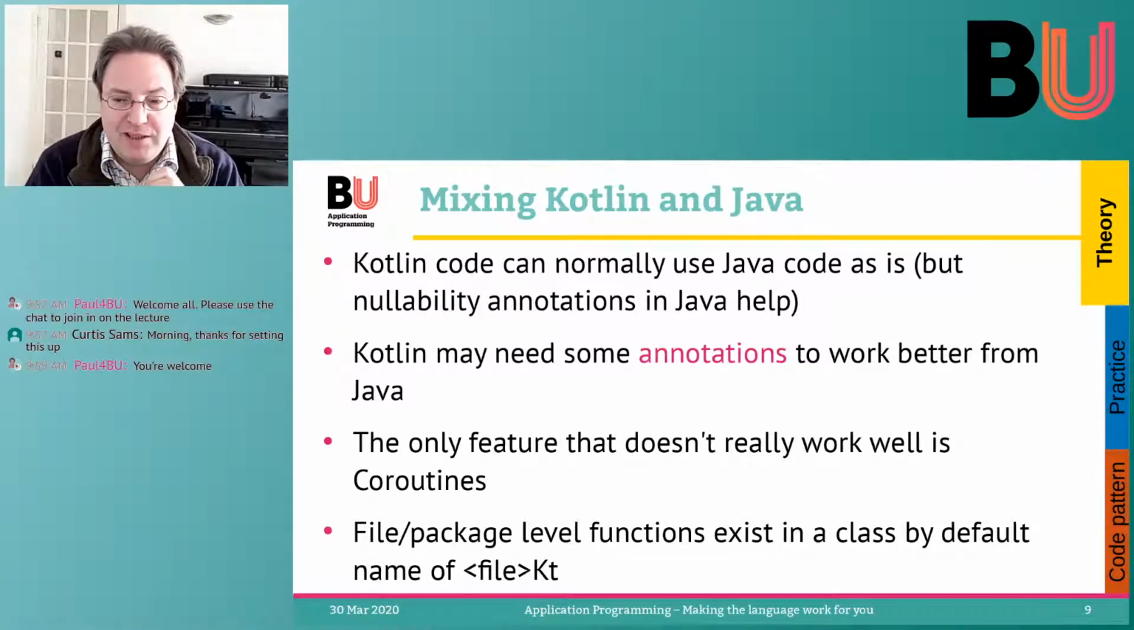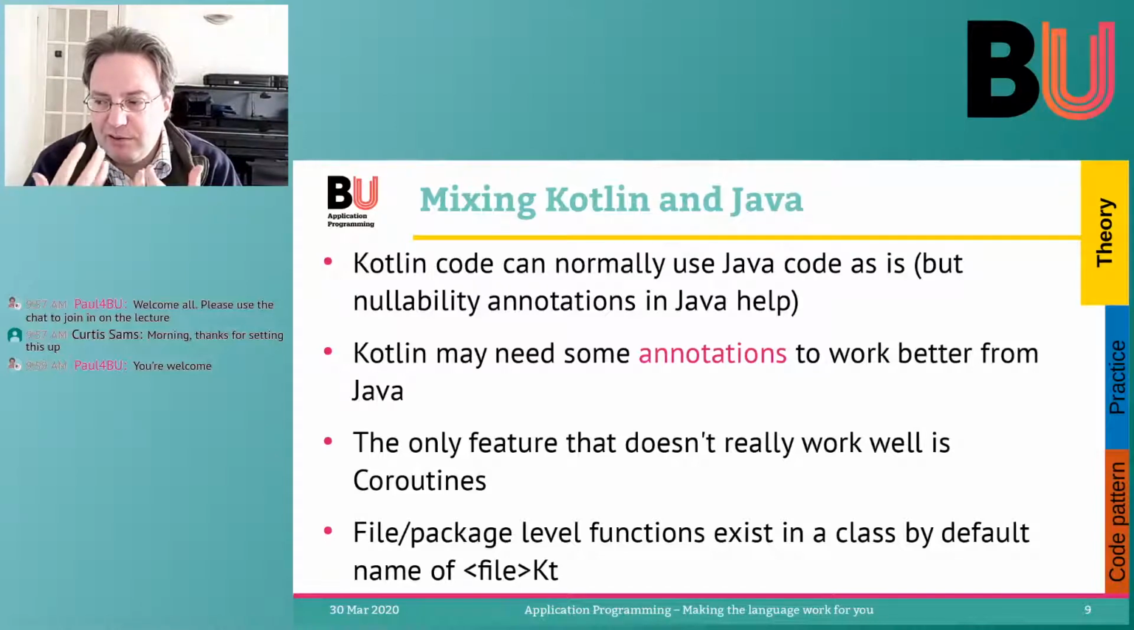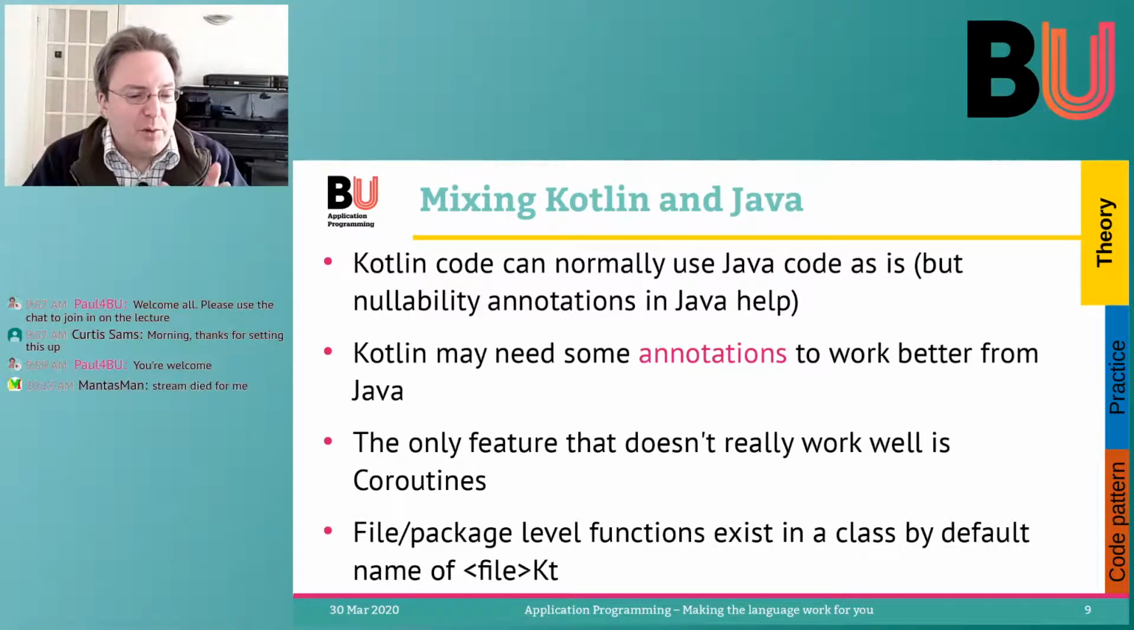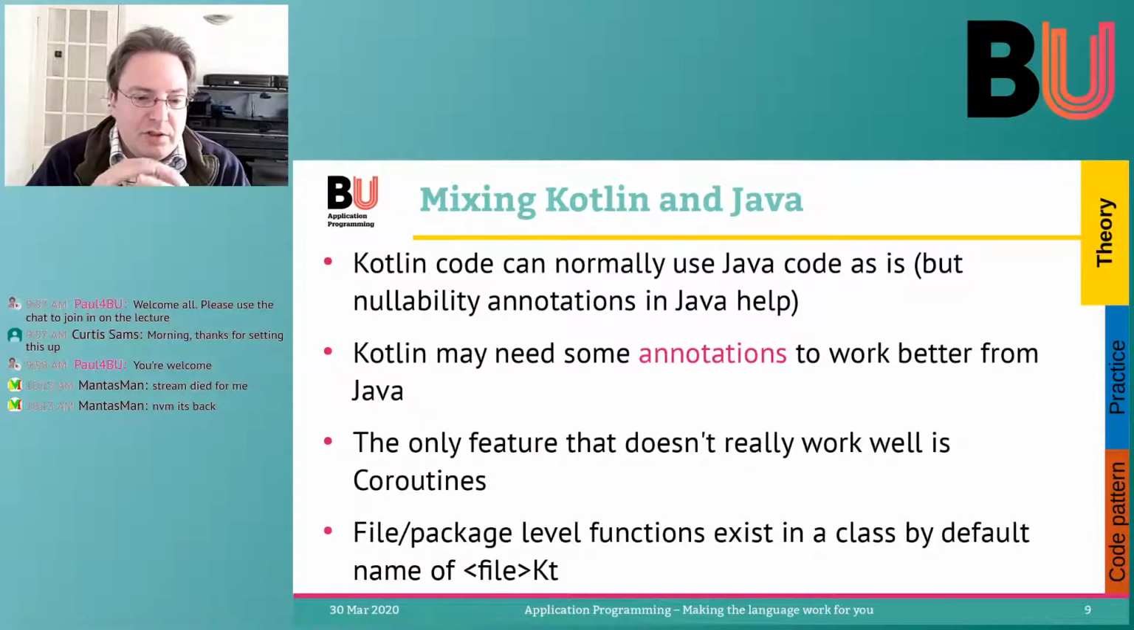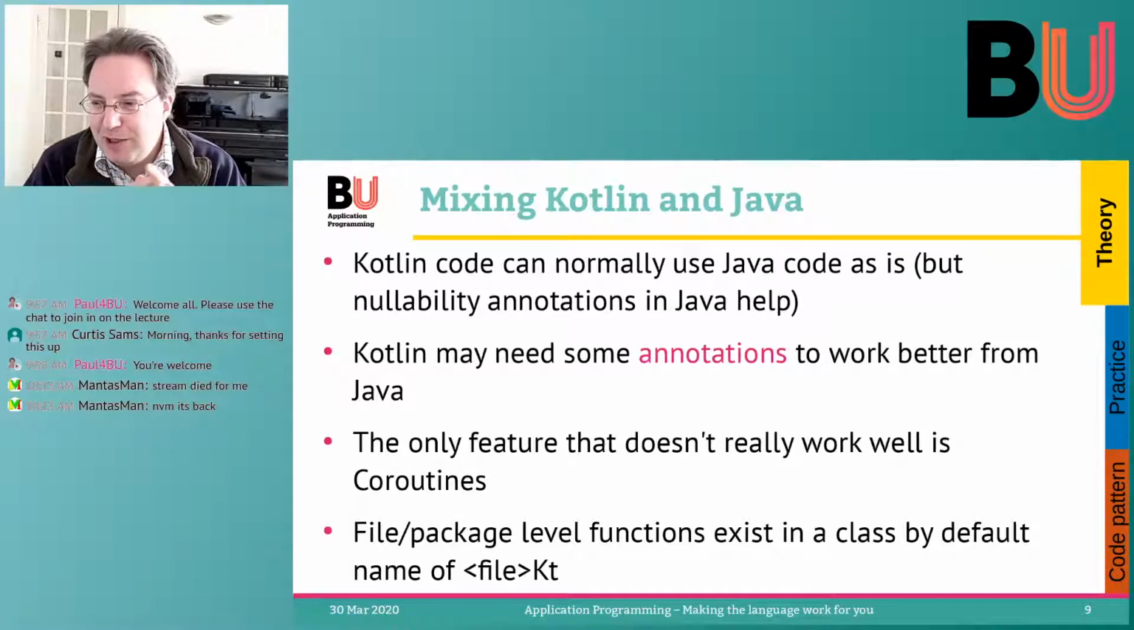So there are some annotations that you can use to tell Android Studio or IntelliJ or in fact the Kotlin compiler about this. The idea is that we have functions that in Kotlin exist as class level functions. So hopefully the stream will stay on. I've got it on low latency. That might be the issue.